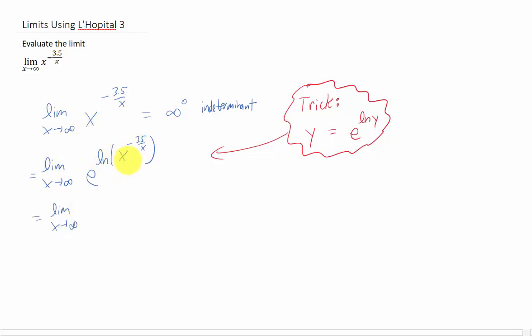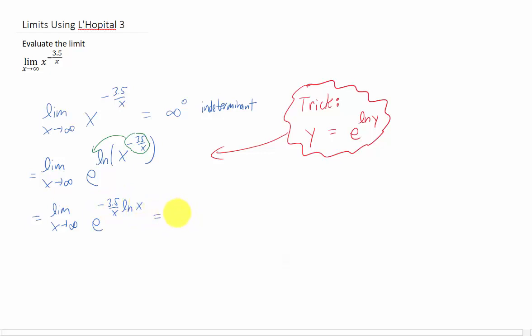And while this looks worse than the way it looked when we started, we can take advantage of a property of logarithms that says that we can take a power on an argument of a logarithm and move it out in front of the logarithm. That would give us e to the power negative 3.5 over x times the natural log of x.